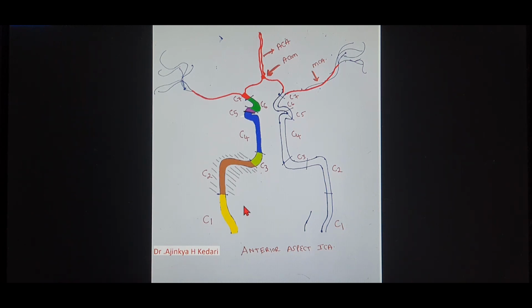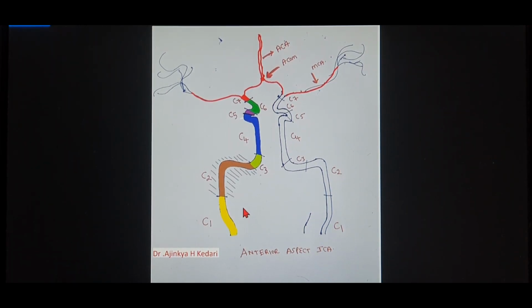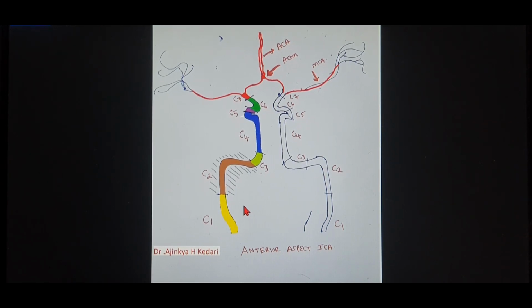So just remember the simple fact that the internal carotid artery divides itself into 7 segments. So anatomically, the internal carotid artery has got 7 segments. The very first one, as you can see over here in the yellow, is C1. Then C2, C3, C4, C5, C6, and C7.